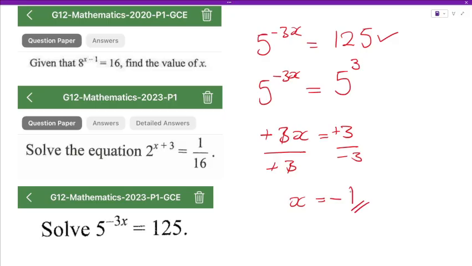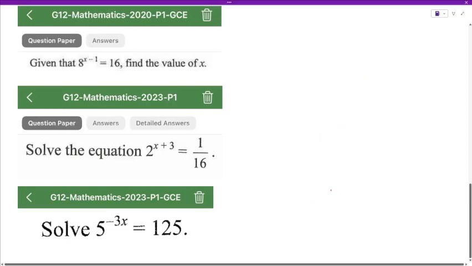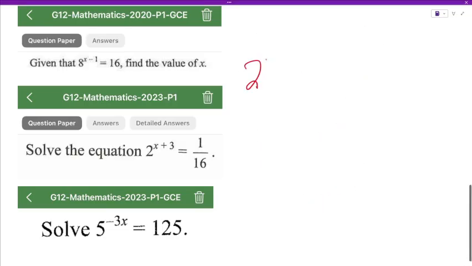And you're done. We now go to the last question on fractional indices or exponential equations, which is 2 to the power x plus 3 is equal to 1 over 16. Now, on the left side, we have determined that this is the smallest base possible, but on the right side, we have a fraction. What is this we're looking at? Okay, all we have to do here is we convert this fraction or this positive index to a negative index.